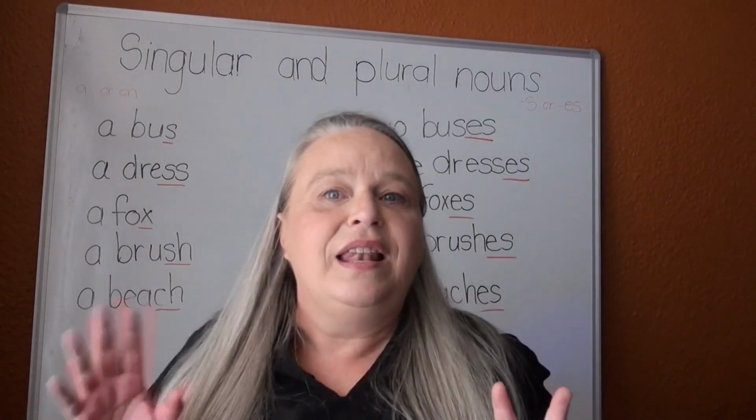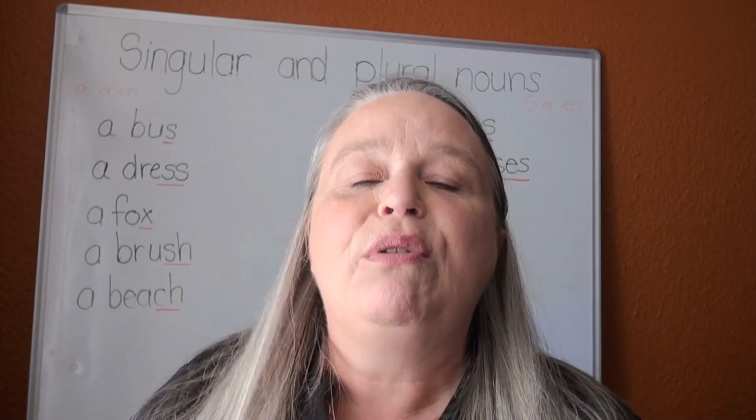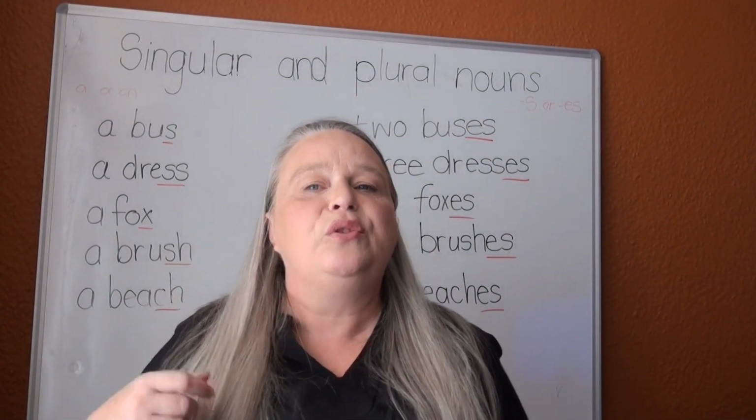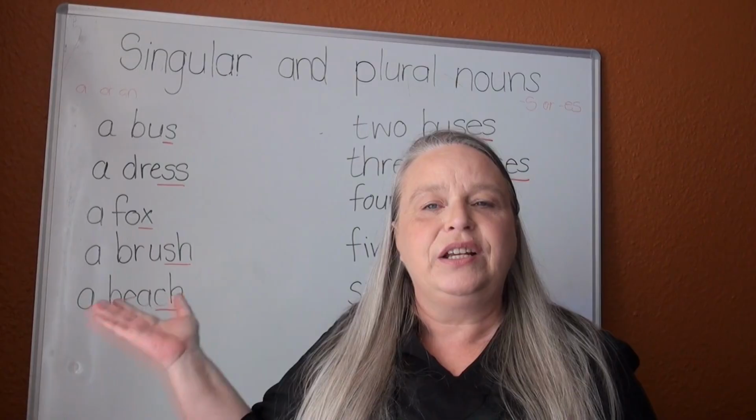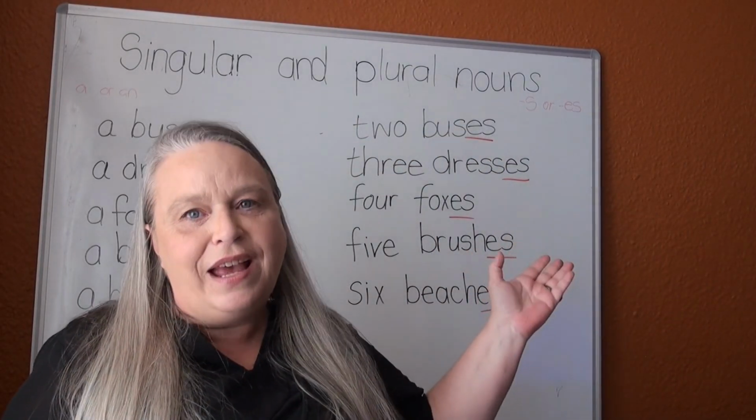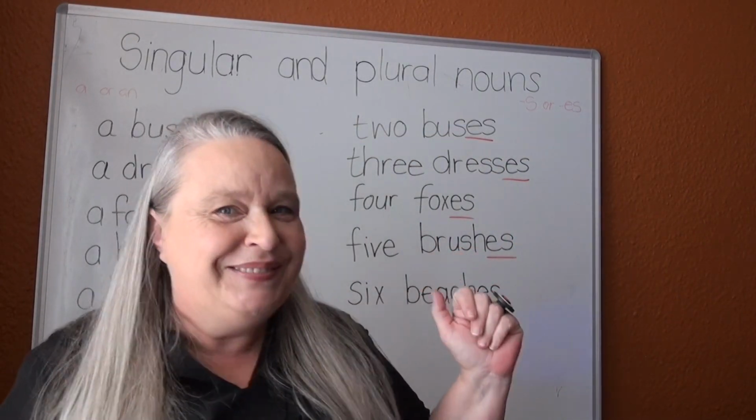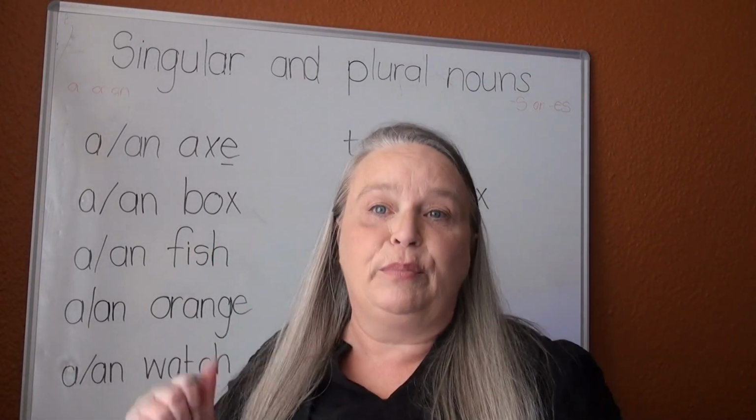Then we have a beach, one beautiful beach, but Cape Town has plenty, many, at least 6 beautiful beaches, es. So let's look at the next board where we will practice when do we use a or an for singular, or s or es for plural. Okay, now let's look at the board.